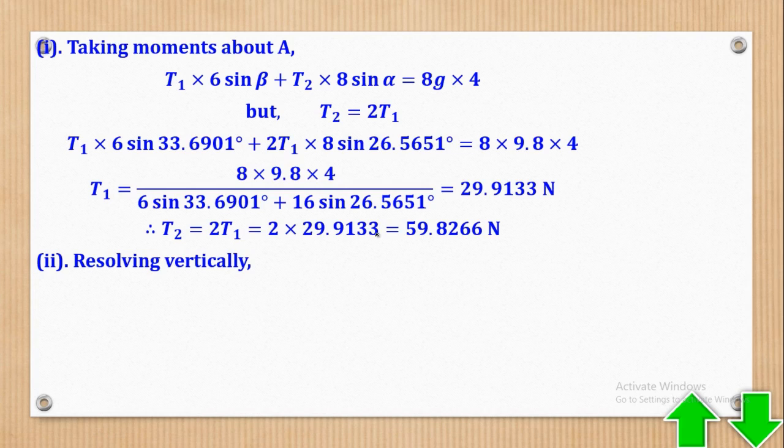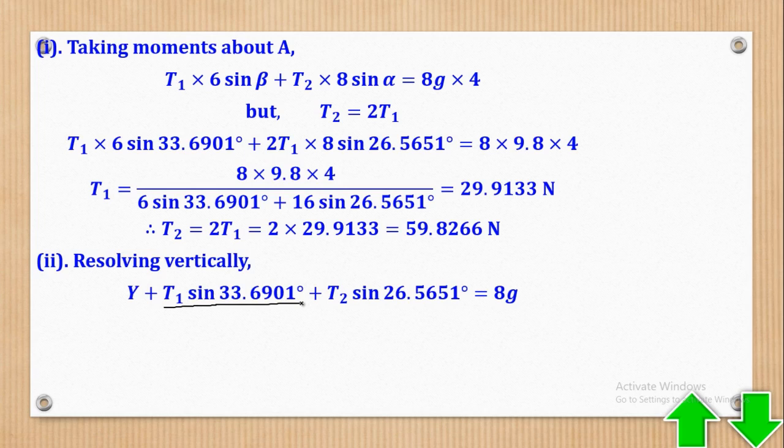Now next is to resolve vertically. They want the resultant force at the hinge. So we have to first resolve vertically and horizontally to get the values of x and y. Then we can use Pythagoras theorem. So when I resolve vertically, I'll come up with y is equal to T1 sine 33.6901 degrees plus T2 sine 26.5651 degrees equal to 8G. So where are these coming from? Let's see where they're coming from.